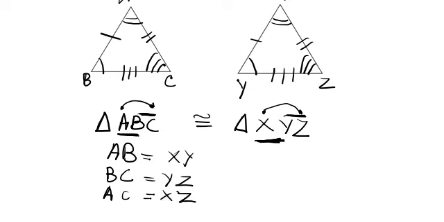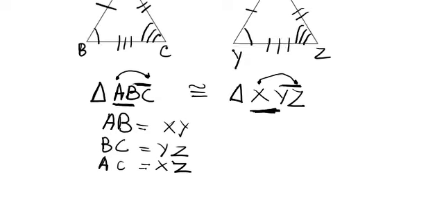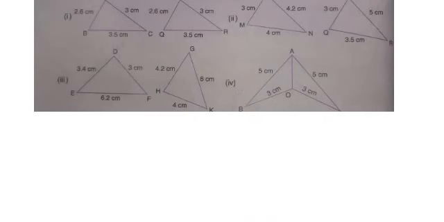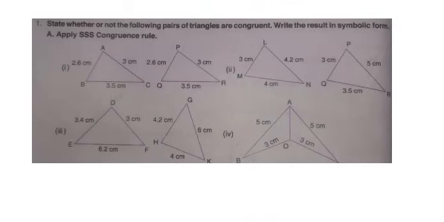So this means AC is congruent to, sorry, is equal to XZ. So basically this is how we write them in a proper order. Now we'll come down here and we'll solve the first question. What does this say? Let's have a look.